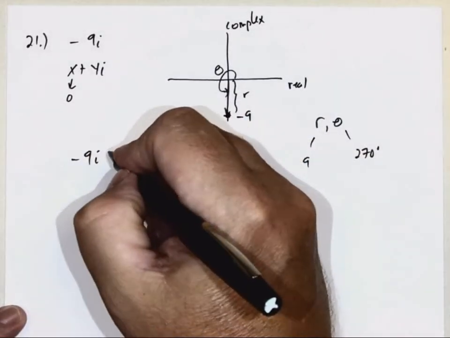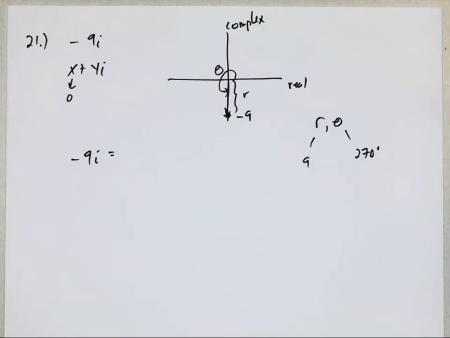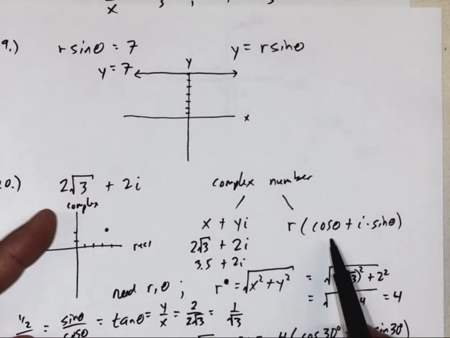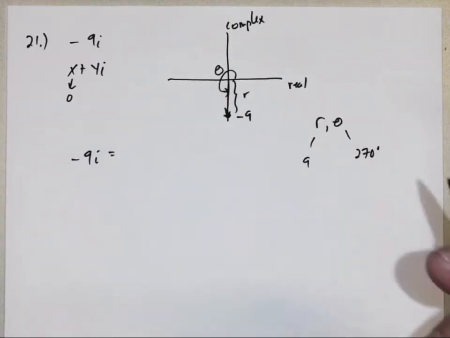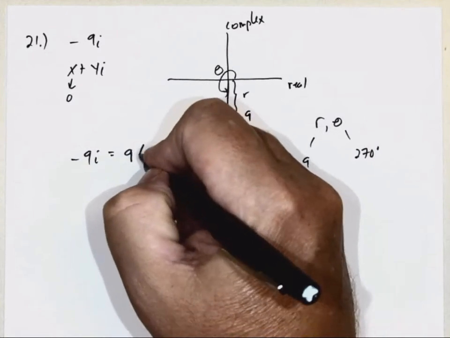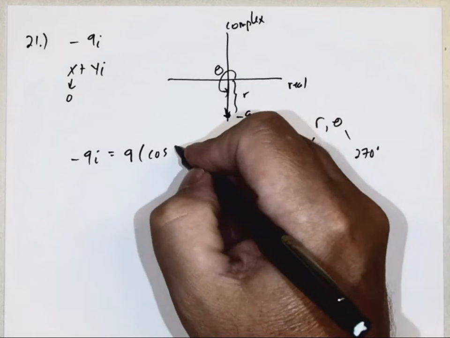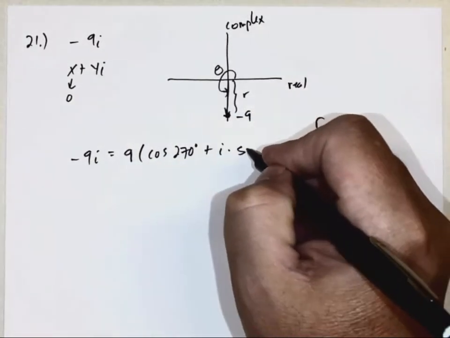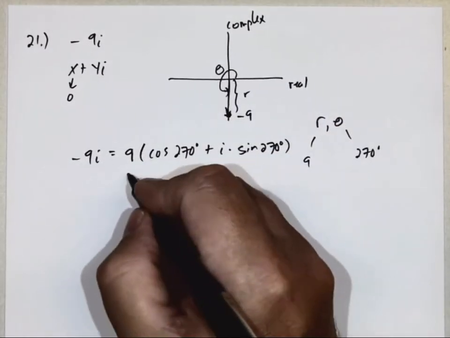So minus 9i equals r. Remember, here's the equation for a complex number in polar coordinates: r times cosine theta plus i sine theta. R is 9. Cosine theta, cosine 270 degrees plus i sine 270 degrees.